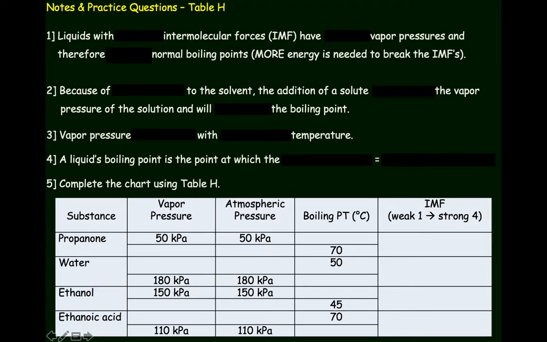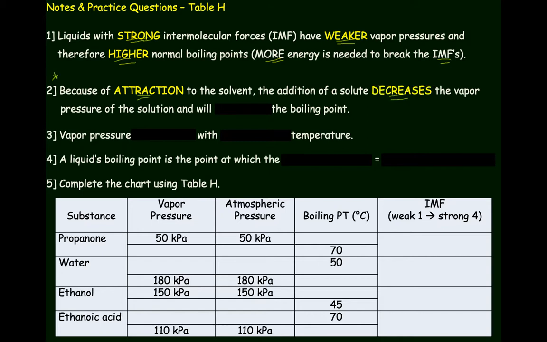All right, if we go to this, just a couple of little ways to summarize this whole thing. Okay, so liquids with strong intermolecular forces would have weaker vapor pressures and therefore higher normal boiling points. Again, more energy is going to be needed to break these intermolecular forces and turn them into a gas. Sorry about the bell there. Okay, so in this case, because of that, you would have this situation. Okay, because of attraction to the solvent, the addition of a solute.